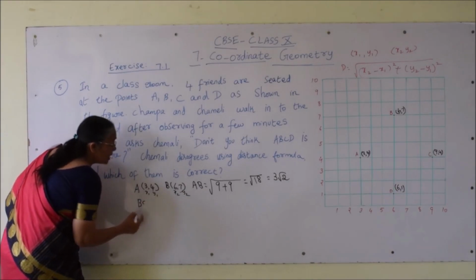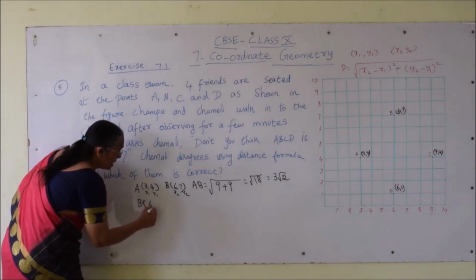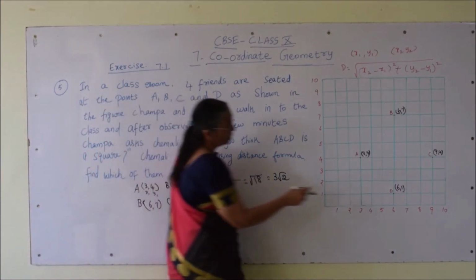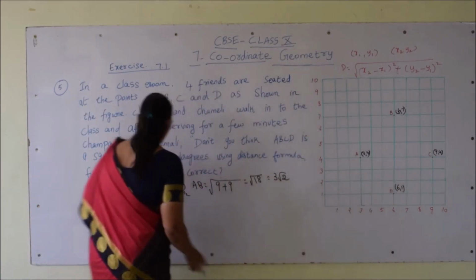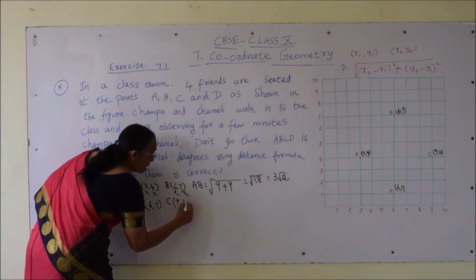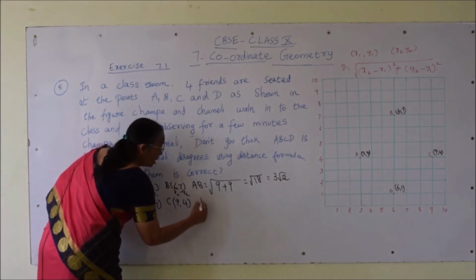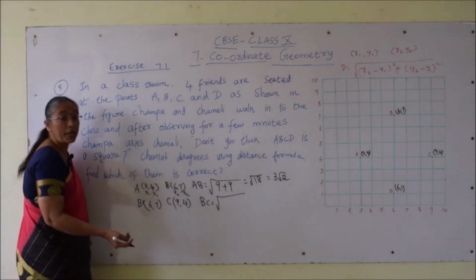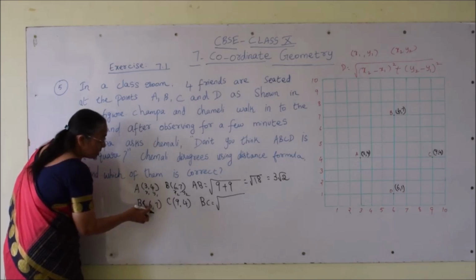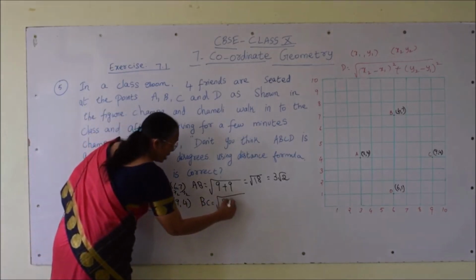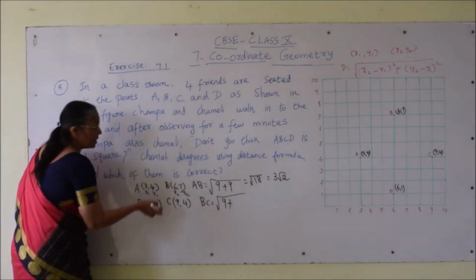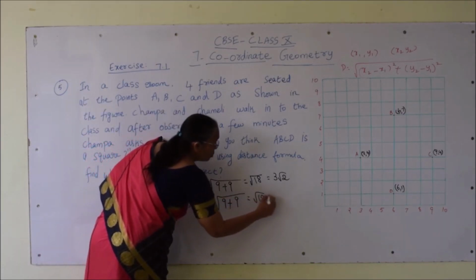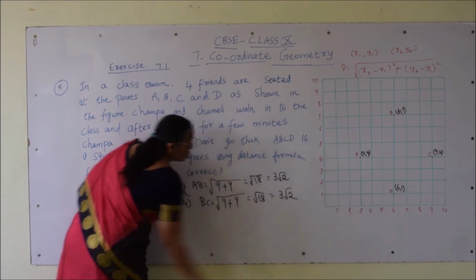Let us check BC distance. B coordinates 6, 7 and C coordinates 9, 4. Again using the formula, x2 minus x1 whole square plus y2 minus y1 whole square under root. 9 minus 6, 3 square 9. 4 minus 7, minus 3 whole square is again 9, again root 18 which is 3 root 2.